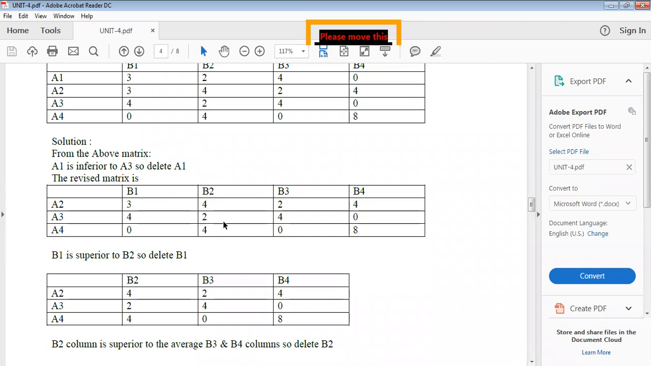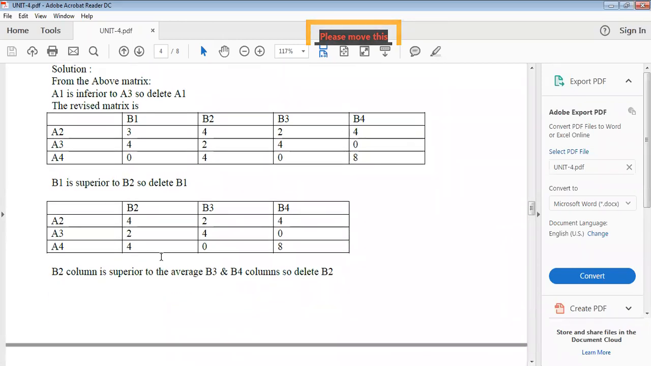Because this is dominating, B2, B3, B4, all of these will be there. Next, column is over and you have to go for row wise. And if you go for row wise, here the B2 column is superior, he has marked. Again, it should not be column, it should be row. This problem is something wrong.